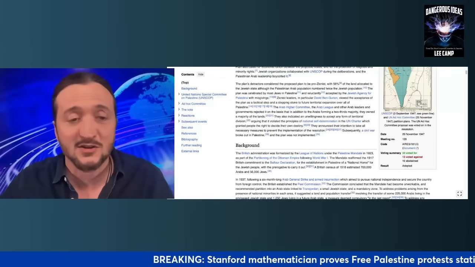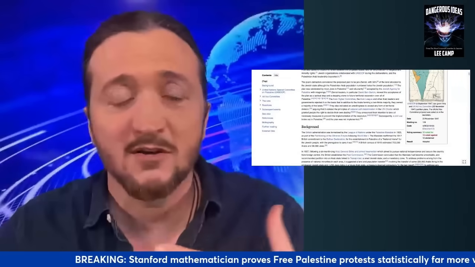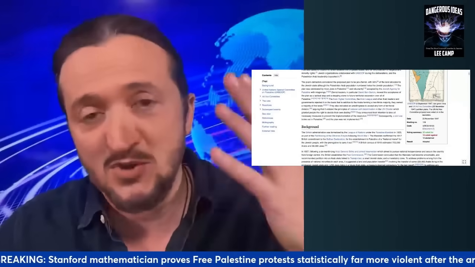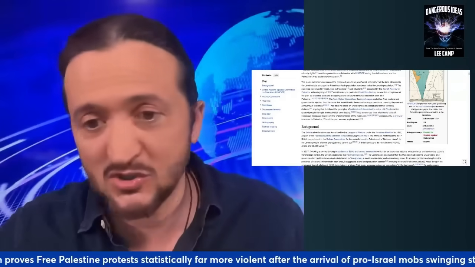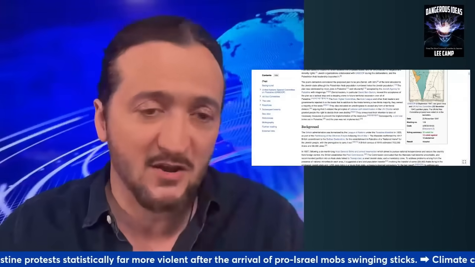Just giant massacres. Some put the estimate of the number of massacres that happened during that time at 200 separate massacres of just going into Palestinian towns and basically saying, if you don't leave, we're just going to start executing people. And then doing that.